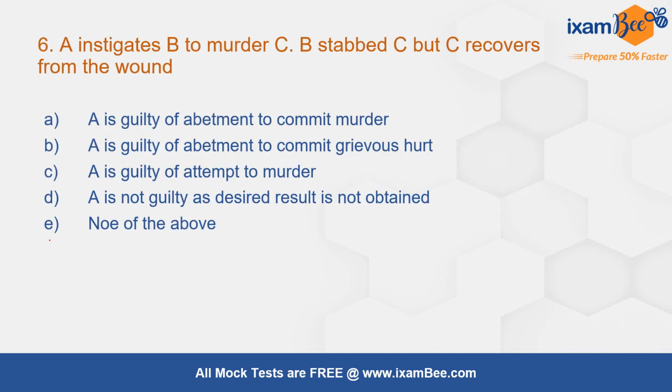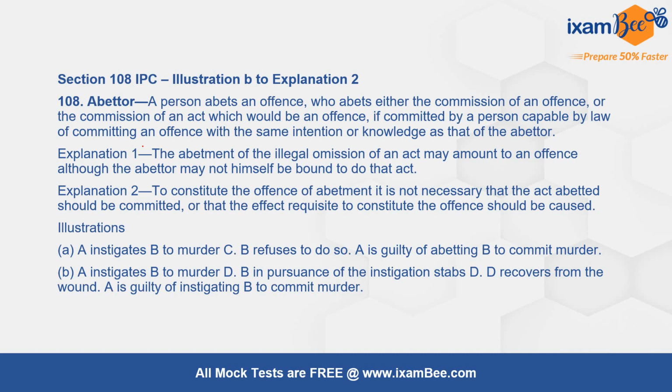Moving to question 6. A instigates B to murder C. B stabbed C, but C recovers from the wound. What is A guilty of? The correct answer is that A is guilty of abetment to commit murder. Under IPC, abetment includes three things: instigating a person to commit an offence, engaging in a conspiracy to commit an offence, or intentionally aiding a person to commit an offence. Here A has instigated B to murder C. B stabs C, but C recovers from the wound. As a result, A is guilty of abetment to commit murder. This is given under section 108 of IPC, and this is an illustration to section number 108.